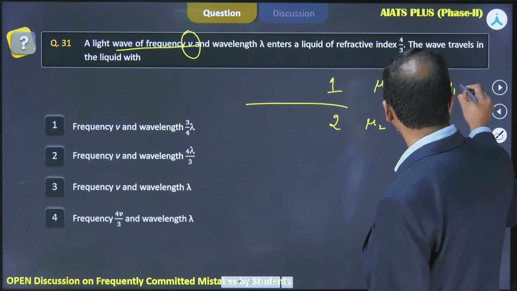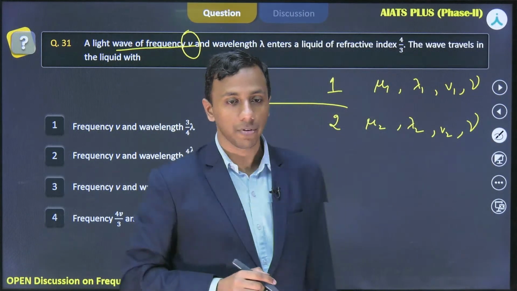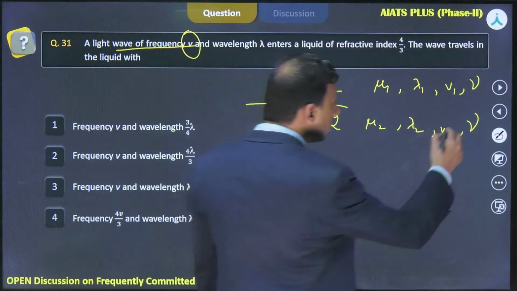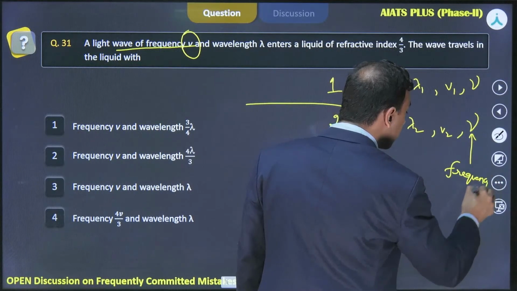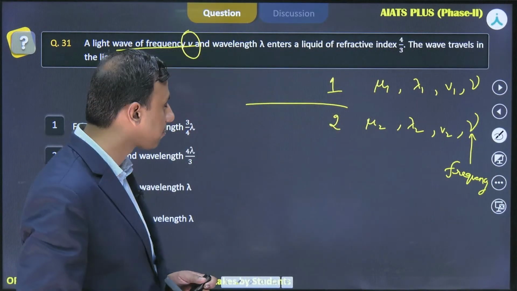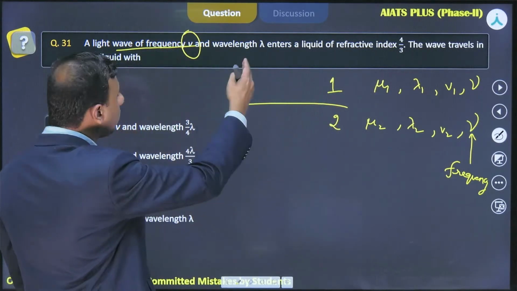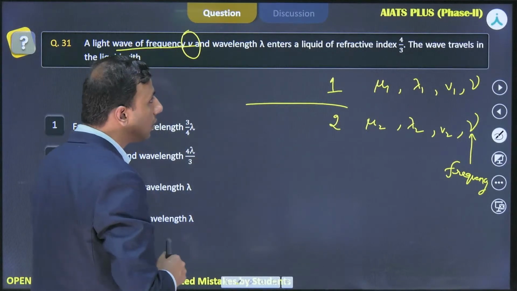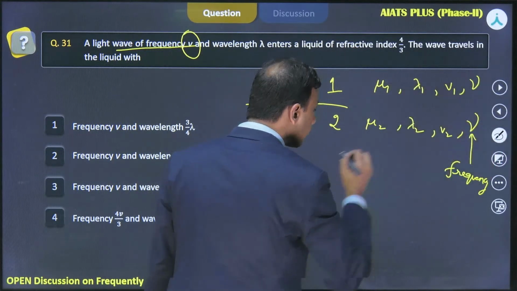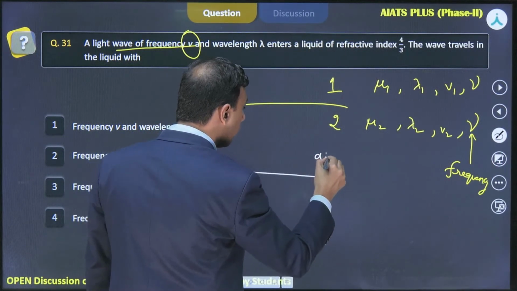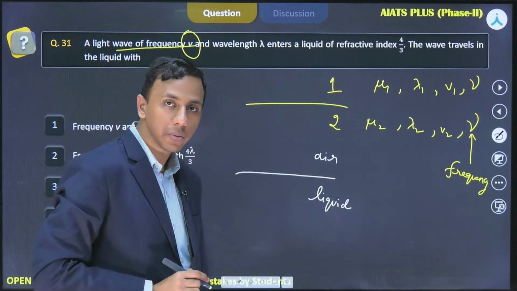Okay. So if initially frequency is nu, I'm writing it like this. Finally also frequency would be this only. Okay. This is your frequency. Frequency is not going to change. And now how do we solve this question? So if you see, obviously that light wave is entering from, let's say, air to the liquid. Okay, so let me draw a new diagram for you guys. It is entering from air to liquid, air to liquid.